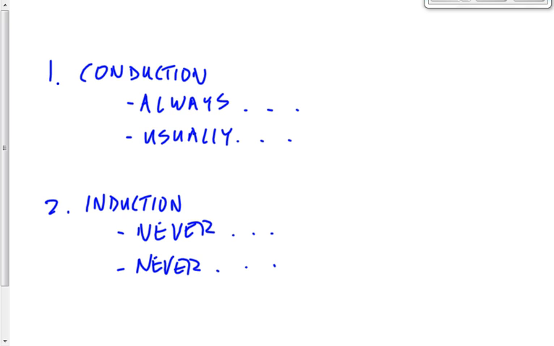Because the electrons are being transferred. Okay, and that's the overriding factor that we use to determine whether it's conduction or induction. But the cloud and the ground aren't touching. They're just close enough that it allows the electrons to arc or jump from one to the other.